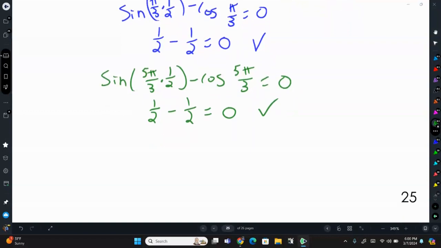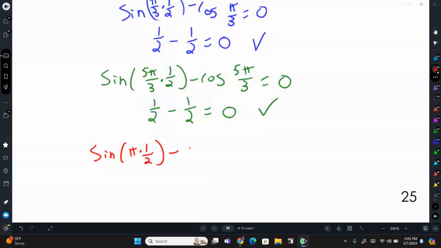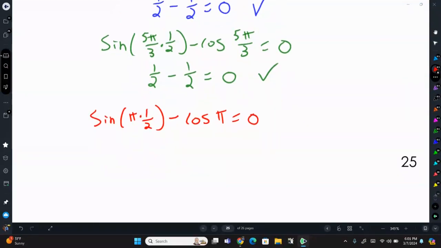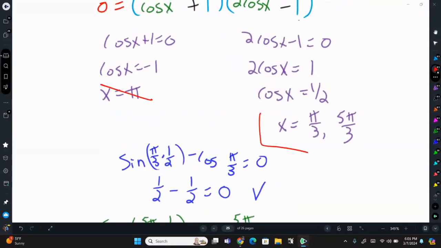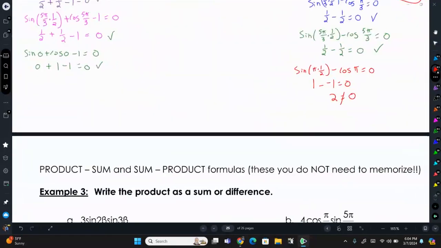All right, last one, pi. So the sine of pi times 1/2, or pi over 2, minus the cosine of pi equals 0. Well, the sine of pi over 2 is 1, minus the cosine of pi is -1. That's not true. 1 minus -1 is 2, which doesn't equal 0. So pi is an extraneous solution, giving us just two solutions. All right, now on to the next page.